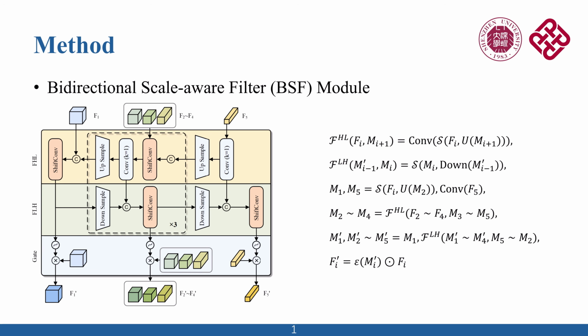Therefore, we design BSF. It first performs bidirectional feature fusion, so that the fused features contain both local details and global semantic information. Then, the fused features are used as a filtering gate to reweight the original encoder features. In this way, BSF can highlight the useful information in the original encoder features.